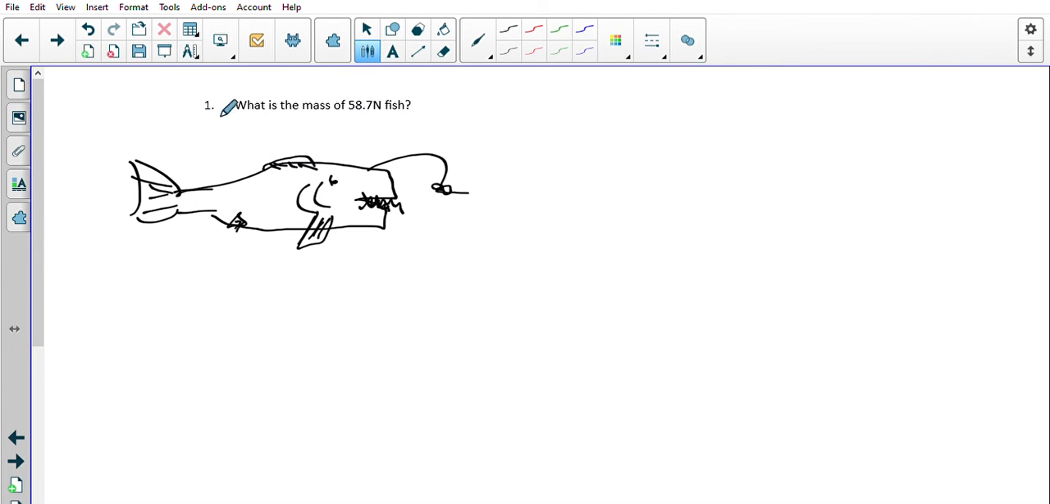Anglerfish are ugly. Anyways, we have this 58.7.